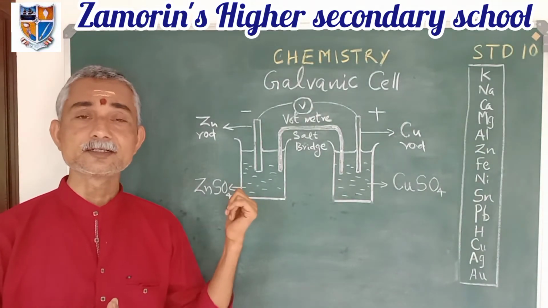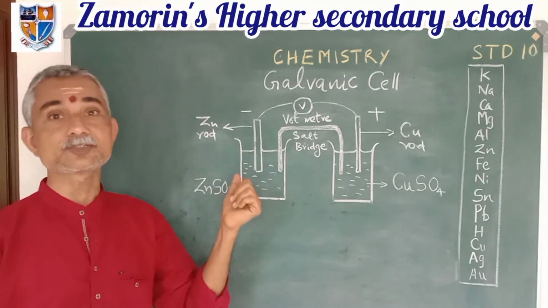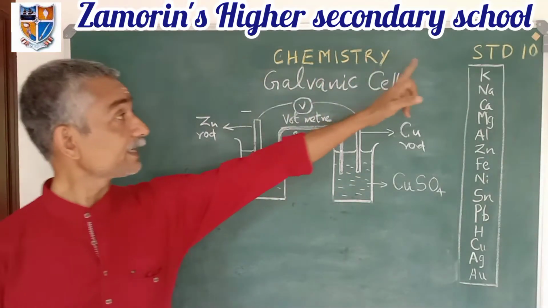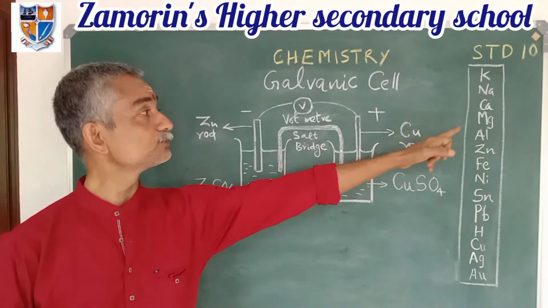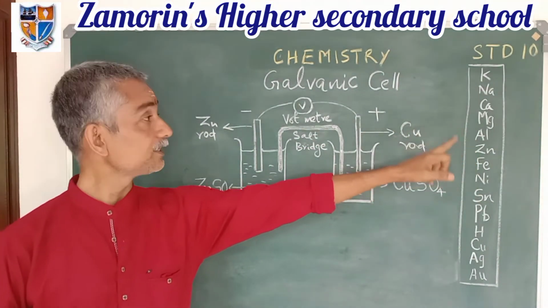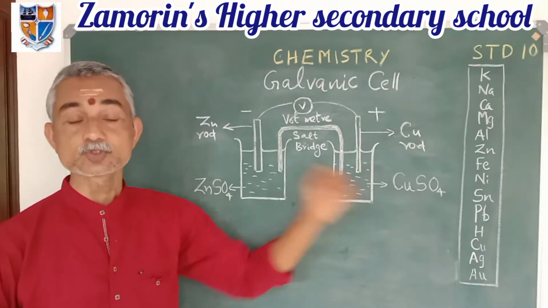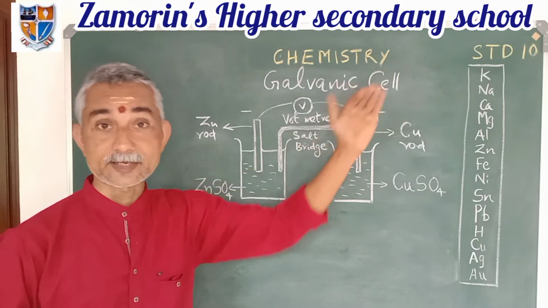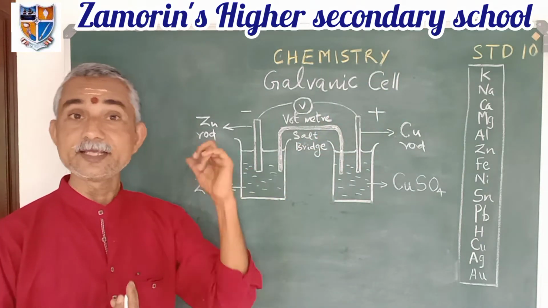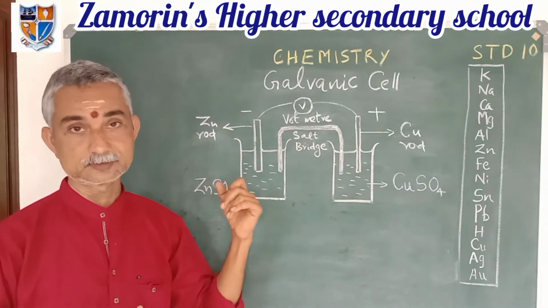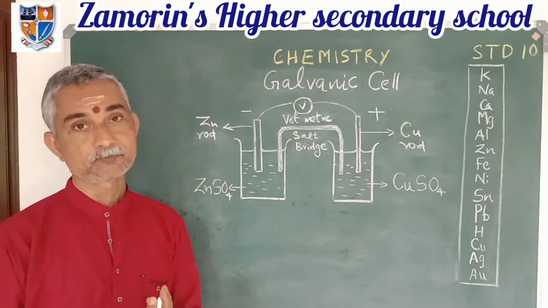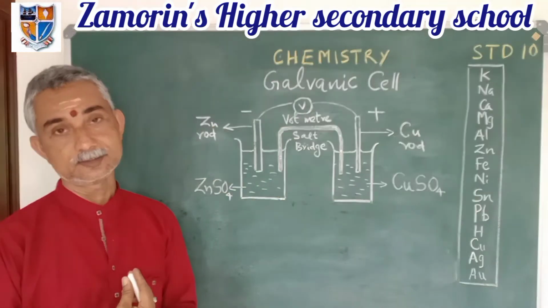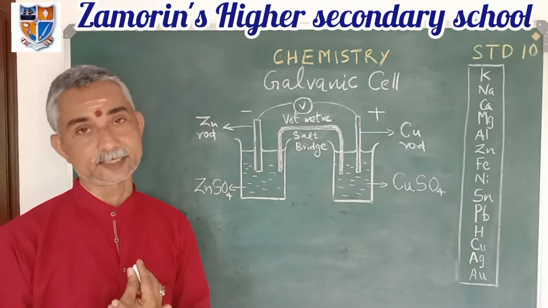Now here, what are the metals used for this arrangement? It depends upon the reactivity series. Potassium, sodium, calcium, magnesium, like that. So in this case, a highly reactive metal and a low reactive metal are used as a couple, as a pair. This is also called a voltaic cell: galvanic cell or voltaic cell.